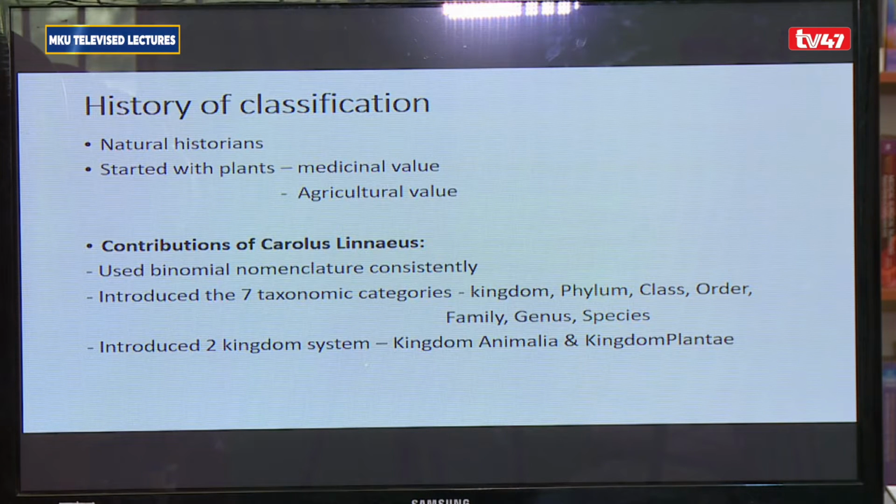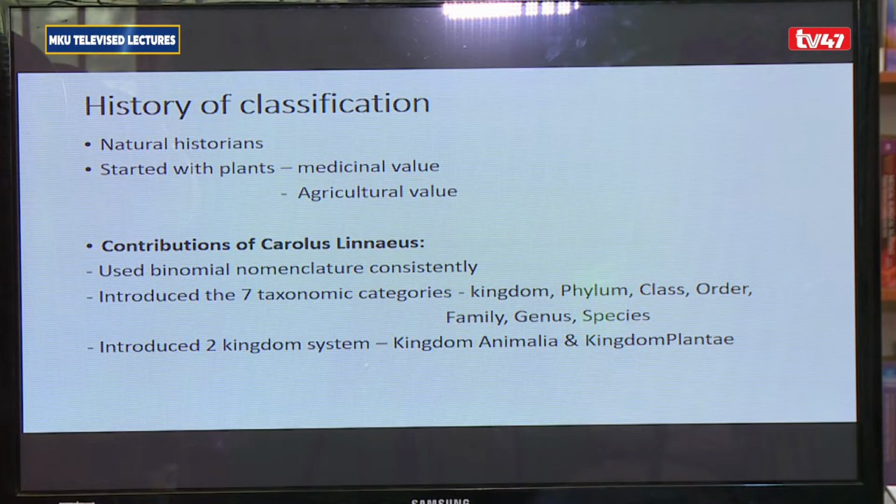And finally, he introduced the kingdom system. After categorizing living things, he said, okay, living things can belong to two kingdoms. Kingdom Animalia, which consists of animals, and Kingdom Plantae, consisting of plants. According to Carolus Linnaeus, anything that could move was placed in Kingdom Animalia. Any living thing that could not move was placed in Kingdom Plantae.